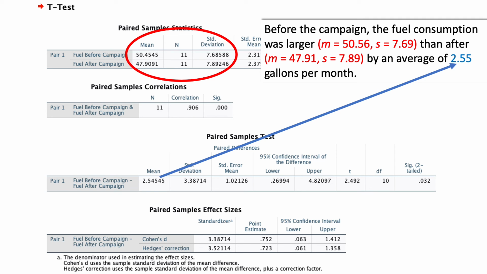I would tell my reader that before the campaign, the fuel consumption was larger, M equals 50.56, standard deviation equals 7.69. Then after, mean equals 47.91, standard deviation equals 7.89, by an average of 2.55 gallons per month. So I've told my reader the size of the change, 2.55 gallons per month, and the direction. It got smaller, so it was larger before the campaign.